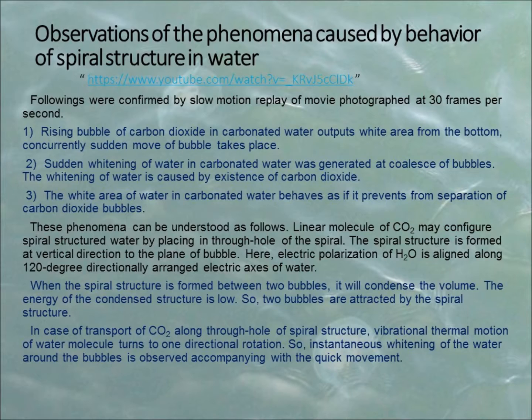When the spiral structure is formed between two bubbles, it will condense the volume. The energy of the condensed structure is low. So, two bubbles are attracted by the spiral structure. In case of transport of CO2 along the through hole of the spiral structure, the vibrational thermal motion of water molecules turns to one-directional rotation. So, instantaneous widening of the water around the bubbles is observed, accompanied by quick movement.